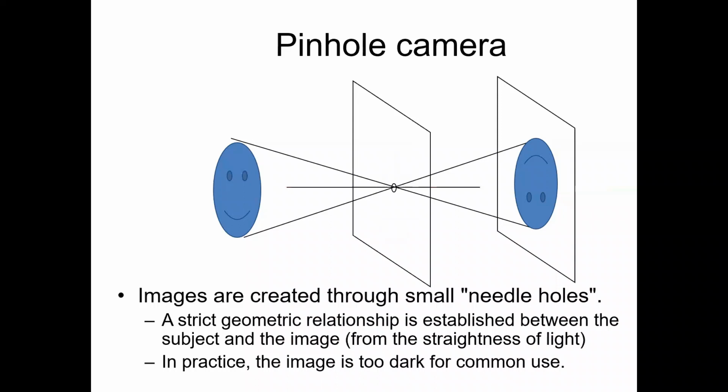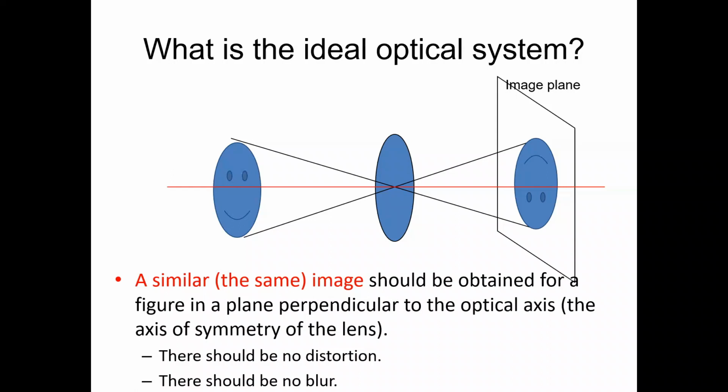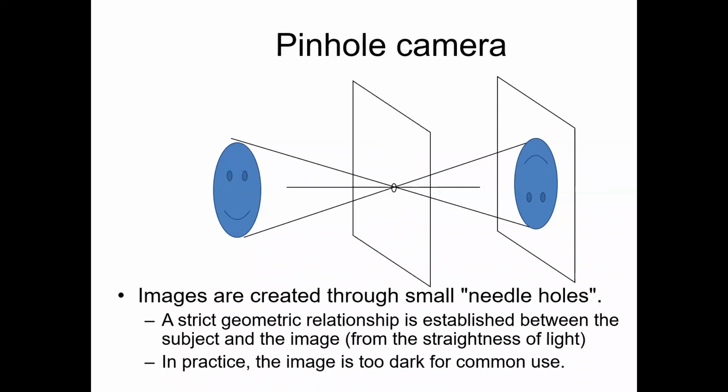So, in the 15th century, 500 years ago, how did they make a system close to this ideal optical system? At that time, people invented the pinhole camera. A pinhole camera is something like this: there's a box, and you make a very small hole. Then light can only enter through such a small hole.